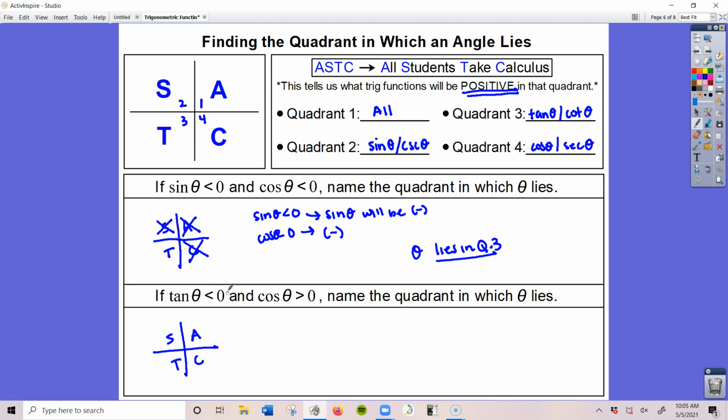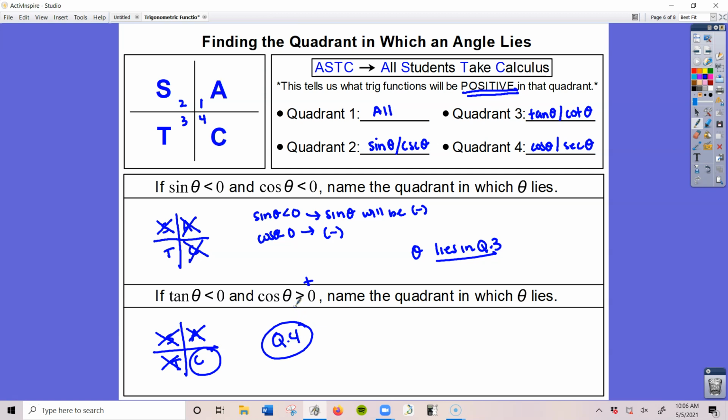Tangent of theta is less than 0. So that means I'm going to cross out the quadrants where tangent is positive, since this means that tangent will be negative. So I'm going to cross out quadrant 1, because tangent is positive in quadrant 1 and in quadrant 3. Then we are told that cosine of theta is greater than 0, meaning positive. Between these two quadrants, cosine is negative in quadrant 2, so that means that our angle must lie in quadrant 4.